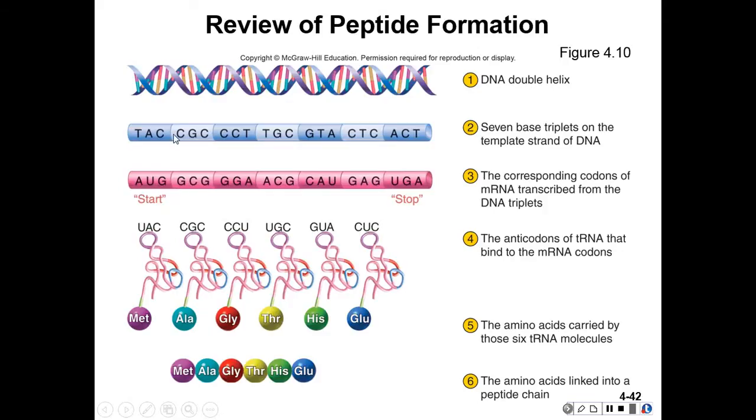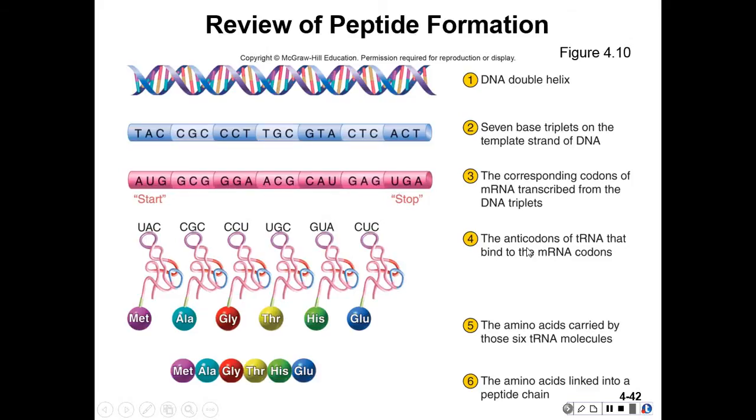Then it keeps coding, matching up T with G with C with G, C with G, T and A, T and A. And it keeps coding. We know that A is not going to match up with T in our RNA. It's going to match up with uracil. And it keeps coding on, okay? So these are the corresponding codons of the mRNA transcribed from the DNA triplets that we have here. So this is our mRNA now.